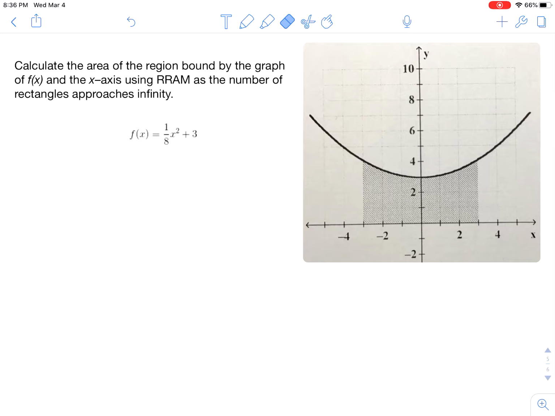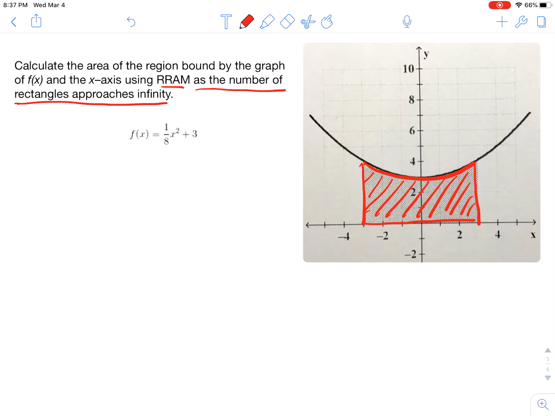Okay, so in this video we are going to solve the area bound by the curve of a function and the x-axis. We see that this is the shaded region representing that area. And we're going to solve this using an infinite number of rectangles. We're going to use RRAM as the number of rectangles approaches infinity.